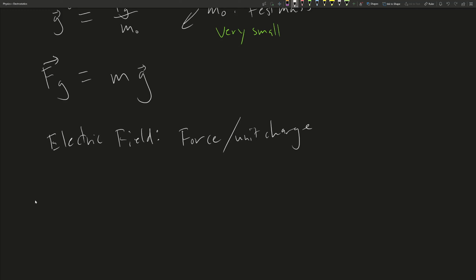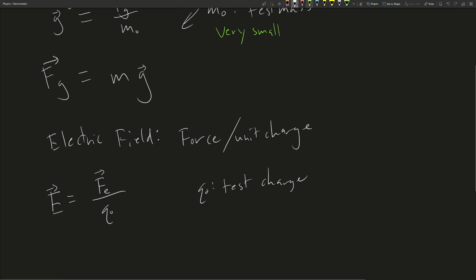And this can be expressed as E, which is the electric field. So this is analogous to little g here. E is equal to the electric force divided by a test charge. So Q0 is a test charge. And again, this test charge has to be very small in magnitude, and it has to be positive.